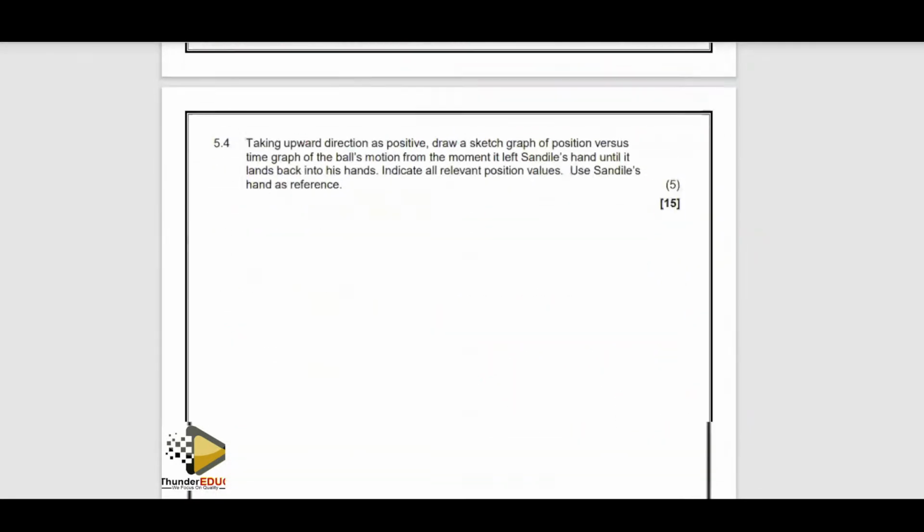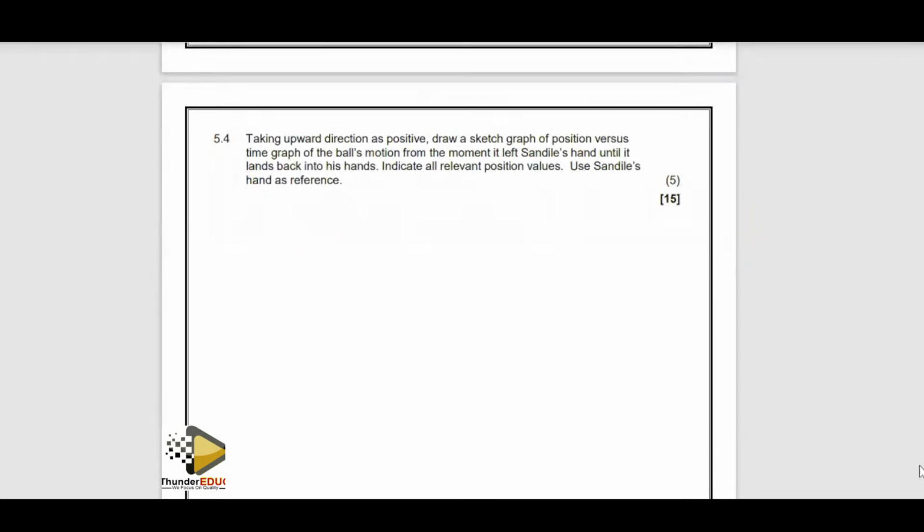Then 5.4, taking upward direction as positive. Draw a sketch of position against time again.